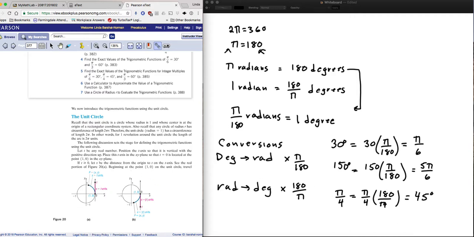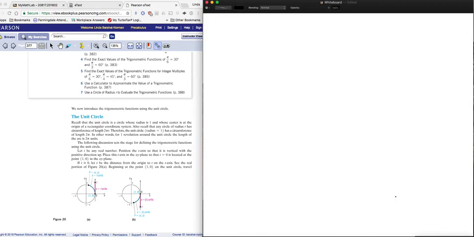Let me get a clean page here. Okay, so we need to define the 6 trig functions, that is sine, cosine, tangent, secant, cosecant, and cotangent. Now, there is an actual arithmetic way to define them that you may or may not have seen before. And this involves a circle of radius 1.